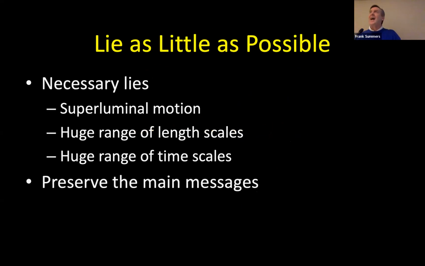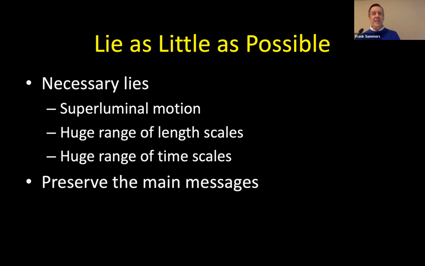All right. Useful techniques. One, lie as little as possible. Okay. You are going to lie in your visualizations. You can't help it. You're going to have flying it faster than the speed of light. There's a huge range of length scales in the universe. There is a huge range of time scales. You want to see the formation of the solar system? Fine, watch the Earth spin 500 million times, right? No, you're not going to do that, okay?